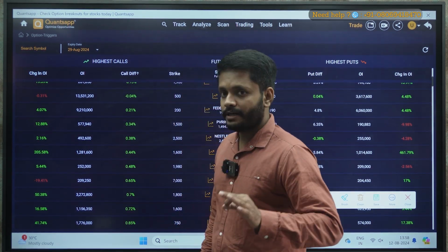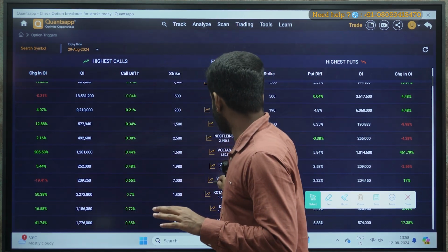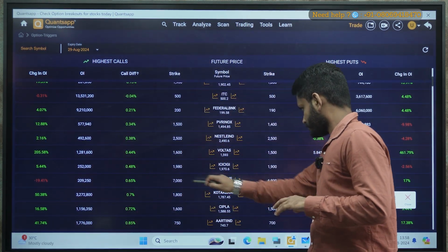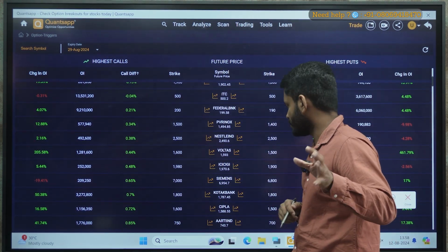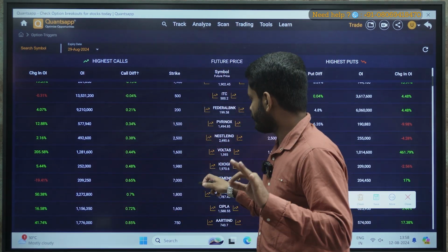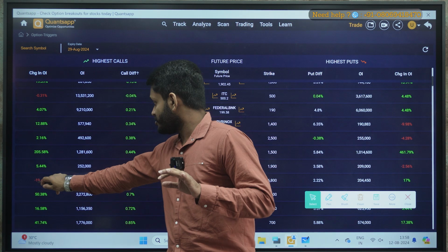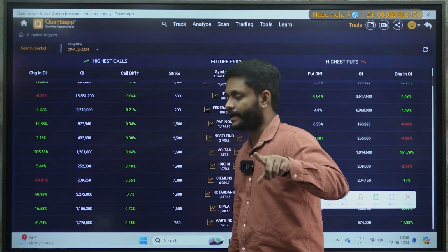The most important, the most game-changing part is change in OI. Here, if you see at Siemens, 7,000 is the resistance. Current market price is 6,954. In terms of percentage, it is 0.65% away from its resistance as of now. Change in OI is negative 19.41%, the point to be noted.